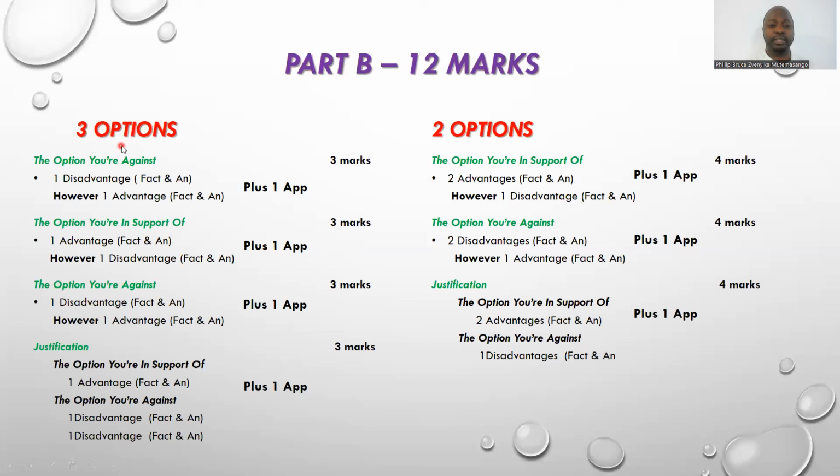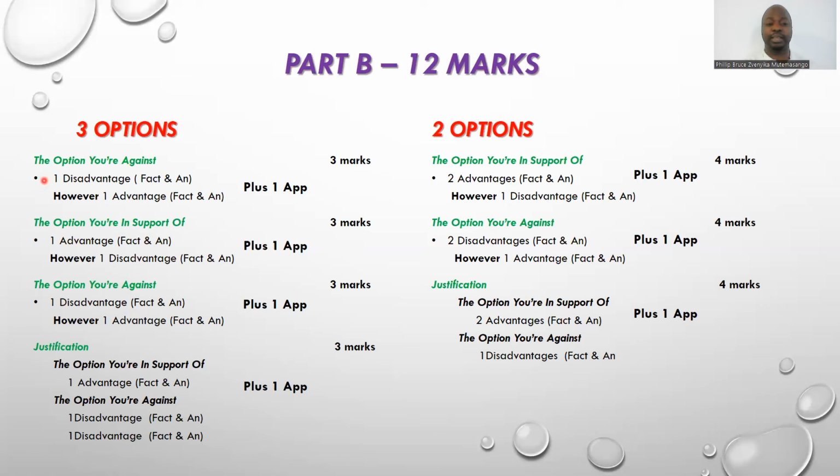So in a case of you being given 3 options or 3 areas to discuss, how are you supposed to respond to such a question? Remember, there are 12 marks. That means for each option you are going to discuss, there are 3 marks to be awarded. And the other 3 marks are meant for the justification or the recommendation or the conclusion you are going to give thereafter. So before you give a justification or any recommendation, you are supposed to discuss each and every option.